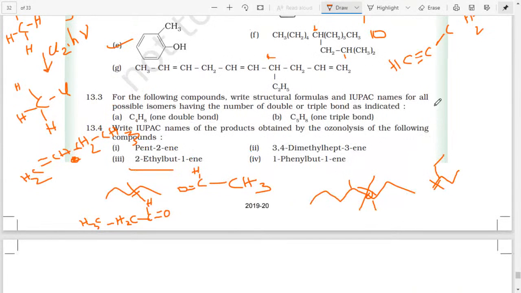Yes, 1-phenyl but-1-ene. So this is 1-phenyl, 1, 2, 3, 4 but-1-ene. If I break here, you are going to get benzaldehyde, and it is propanal. This is CH3CH2CHO you are going to get. Just add oxygen here, you are going to get benzaldehyde this side.